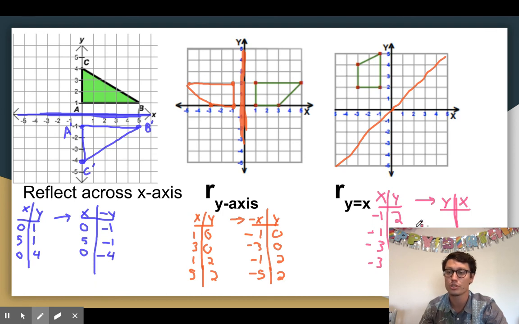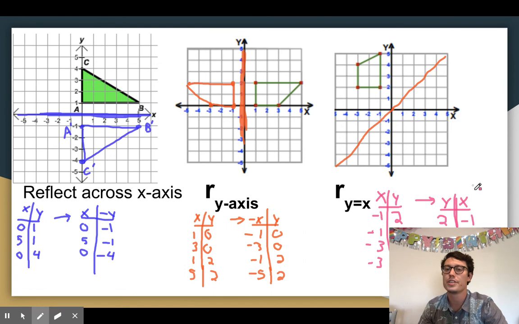Now all we need to do is switch those numbers, right? So -1, 2 becomes 2, -1. -1, 5 becomes 5, -1. -3, 2, we just flip them, becomes 2, -3. And -3, 4 becomes 4, -3.